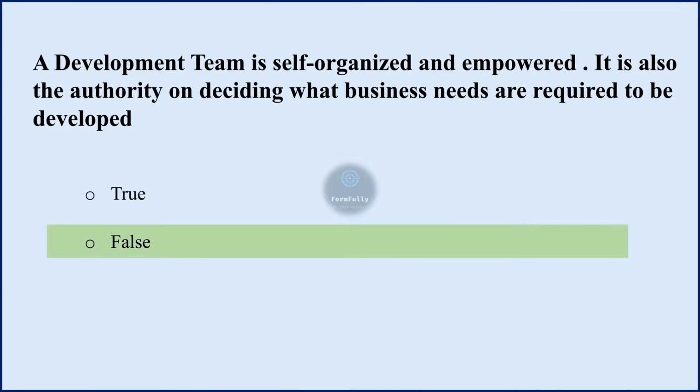The statement is false. While a development team in Scrum is self-organized and empowered to manage its work and make decisions regarding how to accomplish the sprint backlog items, the authority to decide what business needs are required to be developed resides with the product owner. So this statement is false.